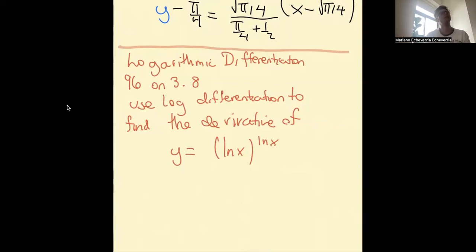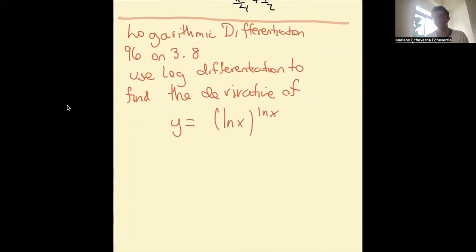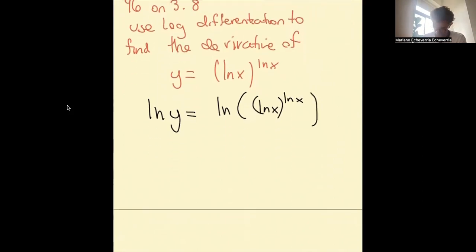So, what was the method of logarithmic differentiation? It was literally taking natural log on both sides before you take the derivative, right? So you take ln on both sides. So you get ln of y equals ln of this, which looks a little bit messy. And then before taking the derivative, you simplify this expression a little bit.